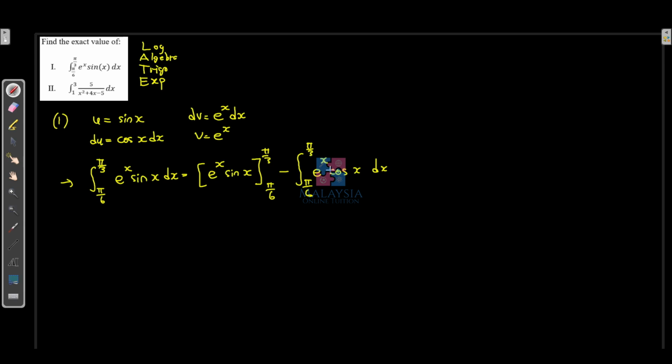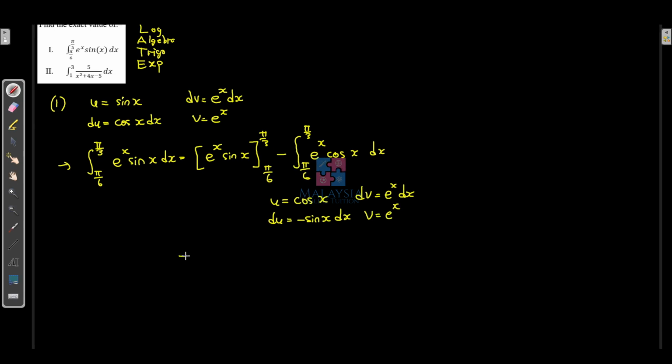You can see that we have another integration by parts, and we have to repeat the process. Now u is going to be cos x instead, and dv is the same thing, e to the power of x dx. So du is negative sine x dx, and for our v, we still have the same thing, which is e to the power of x. Now we can just continue from here. We just leave this as e to the power of x sine x first. We don't have to substitute the limits yet.